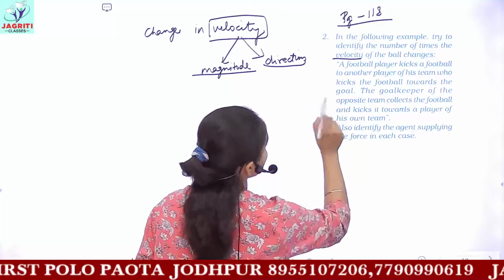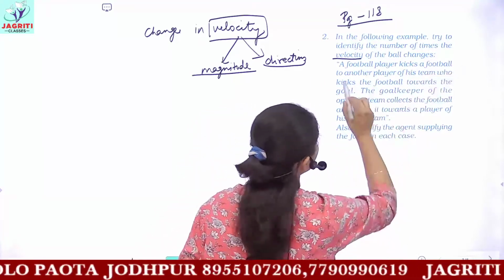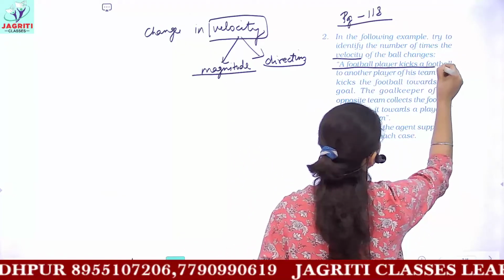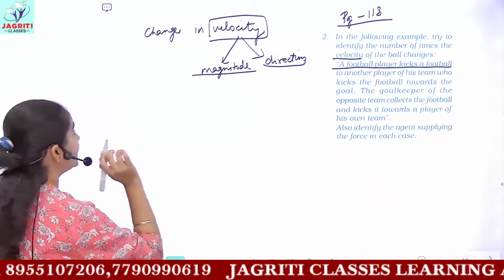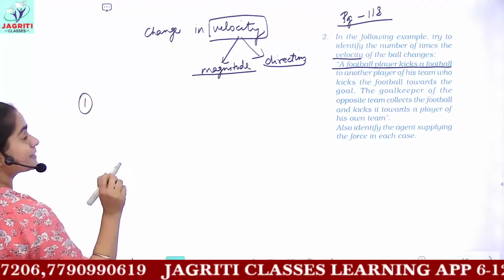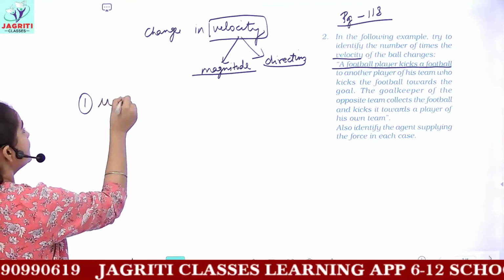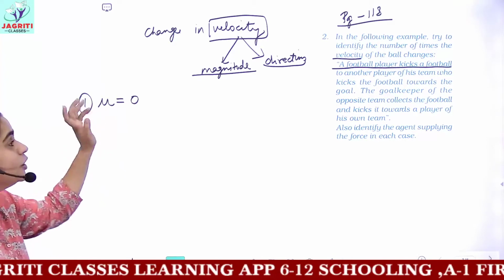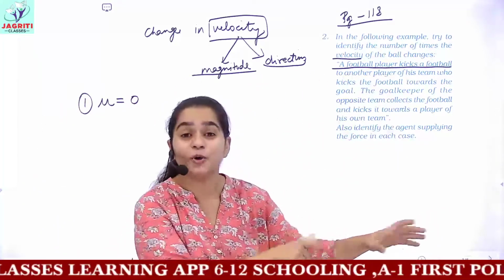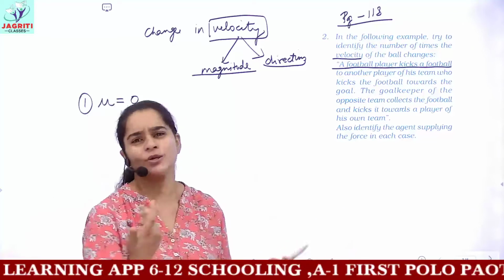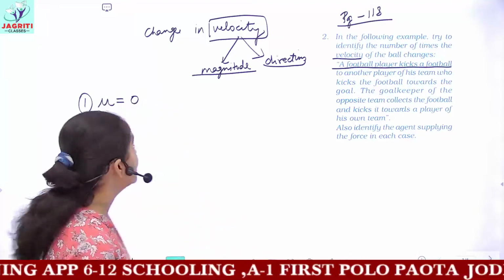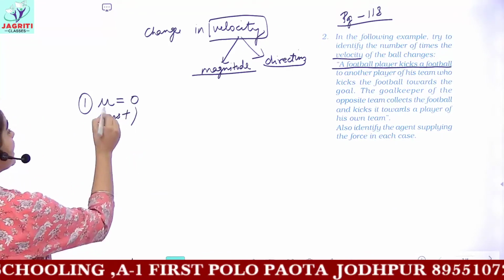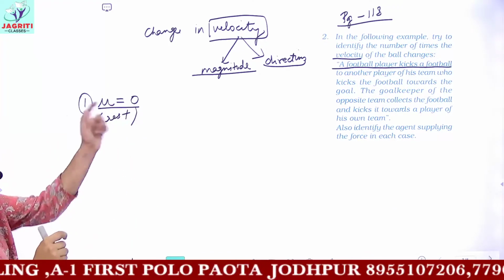See here, initially a football player kicks a football to another player. From the first line itself, that a football player kicks a football, you can imagine the condition. Firstly, the initial velocity of the football was 0, and when the football player kicked the football, its velocity changed. Velocity would probably increase from 0. So initially the football was at rest, which implies the initial velocity of the football is 0.